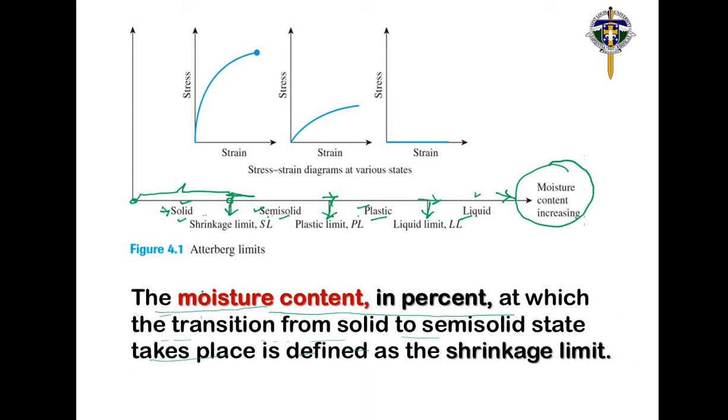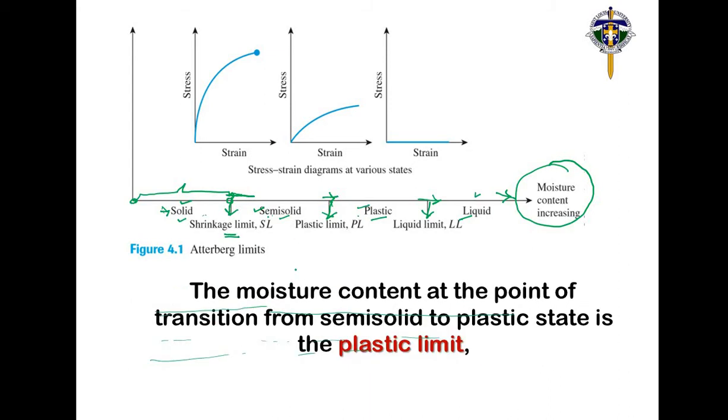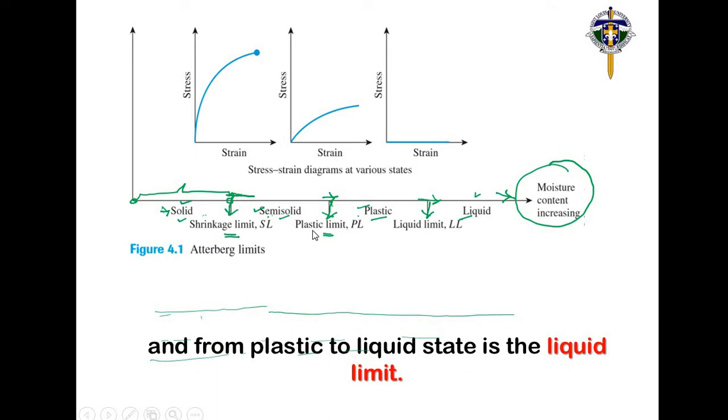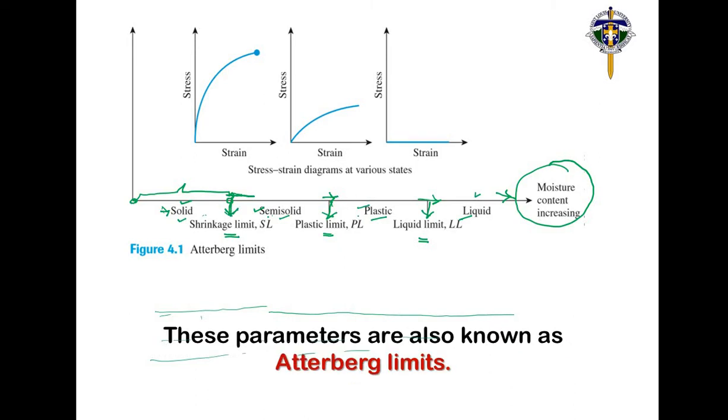The moisture content at which the transition from solid to semi-solid state takes place is defined as the shrinkage limit. The moisture content at the point of transition from semi-solid to plastic is the plastic limit. The moisture content at the point of transition from plastic to liquid state is the liquid limit. So the limits are the transition points between the different states of the soil. These parameters are known as Atterberg limits.